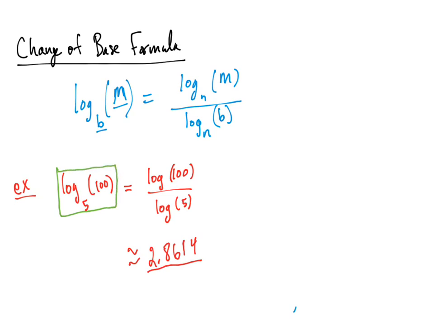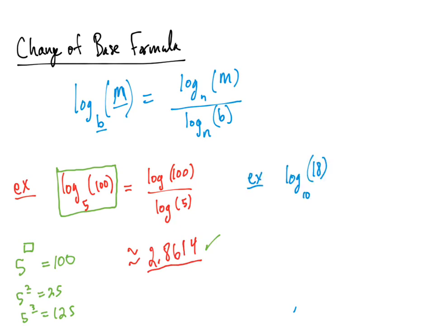Now, let's think about why this makes sense. This expression, log base 5 of 100, is asking 5 to what power is equal to 100? Well, 5 squared is equal to 25. 5 cubed is equal to 125. So the exponent is going to be between 2 and 3, and that's exactly what we found here. And then lastly, we have log base 10 of 18 using the change of base. This time I'm going to change it to base e, so ln of 18 divided by ln of 10.